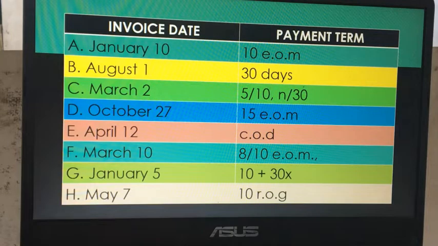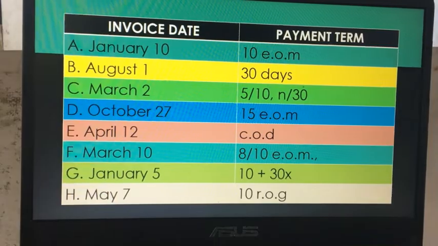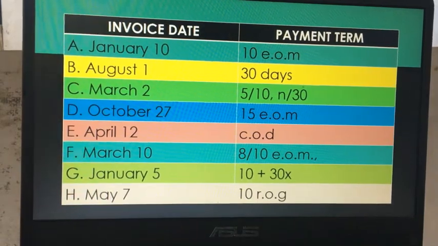each of the example. Okay? Laban lang to, di ba, ha?